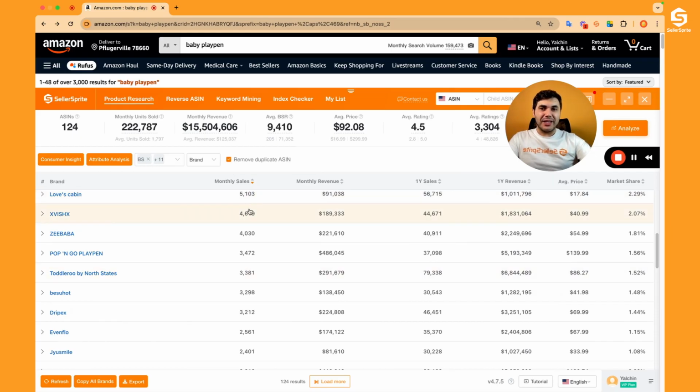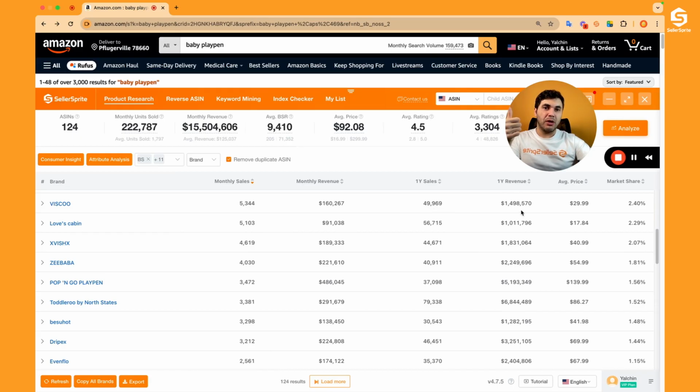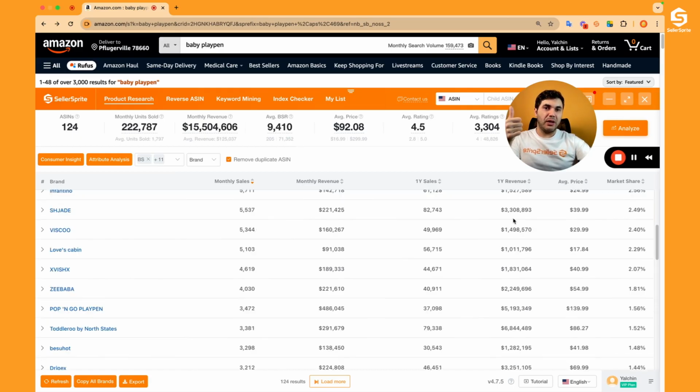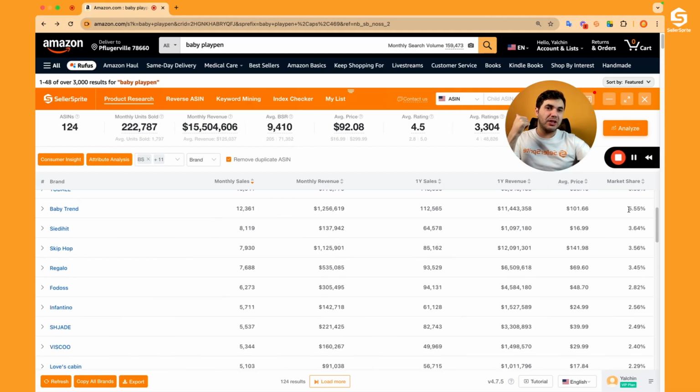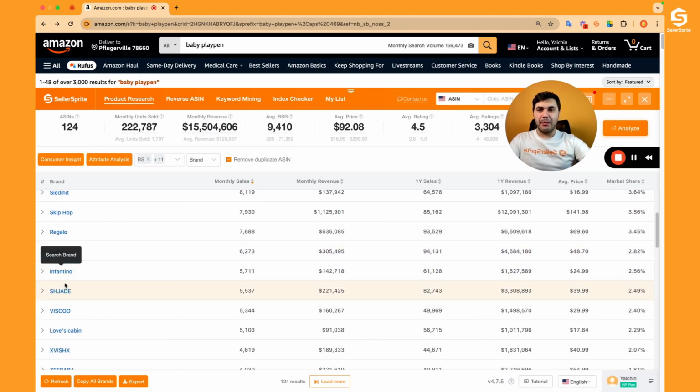You are gonna see monthly sales, monthly revenue, 1 year sales units, how many units they sold, or if you wanna see their revenue, you are gonna see from here in this average price, market share. This is also very important. You don't need to create a very complicated Excel to understand what's going on in the market, who is capturing the market, 10% versus you 15%. You can find out from SellerSprite very easily. Maybe this is the Visco brand capturing 2.4% of the total market here, specifically this category, baby playpen related product.